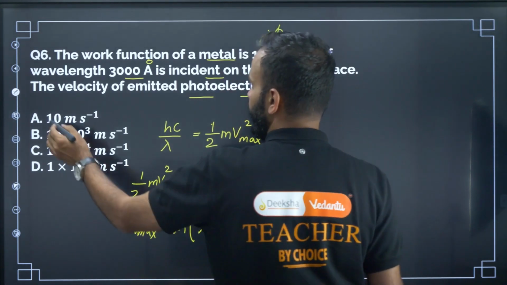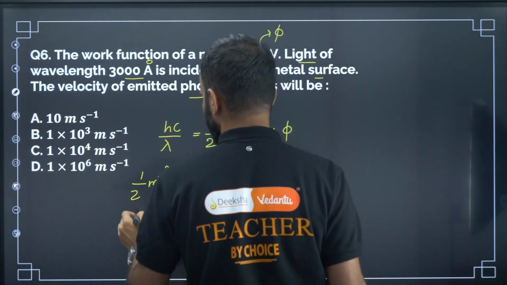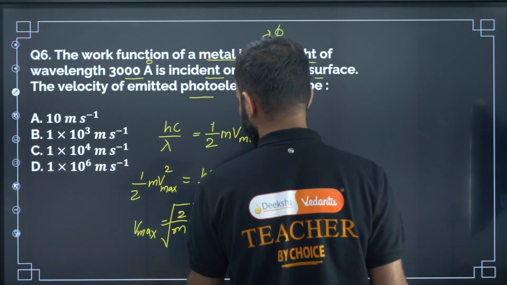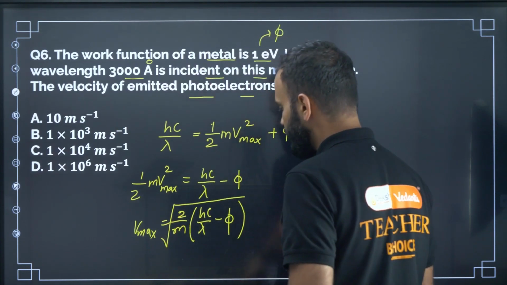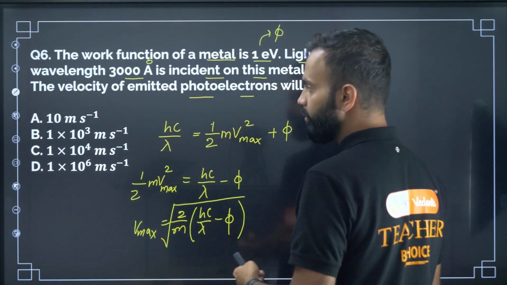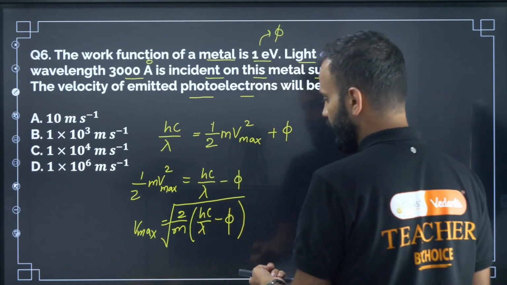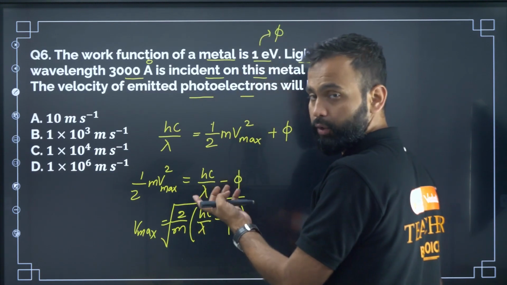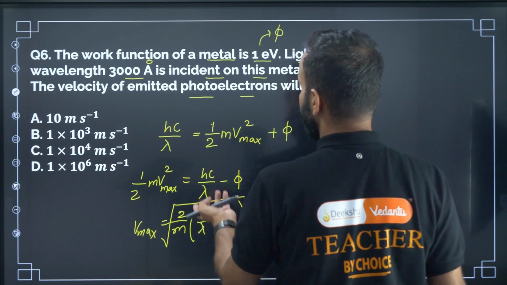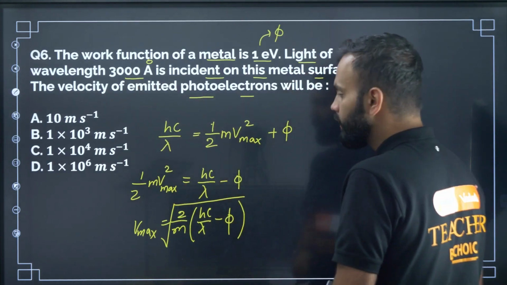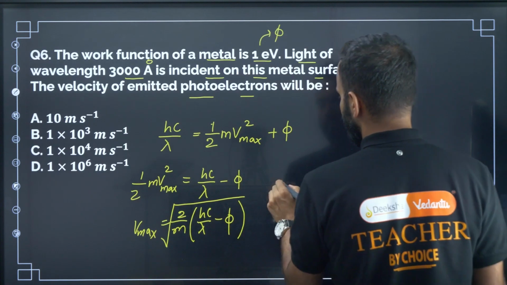So we need to find V max, right? V max is equal to root of 2 by m into Hc by lambda minus phi. What is m? m is the mass of the electron. And we know Hc: h is Planck's constant, c is the speed of light, lambda is 3000 angstrom. Phi is 1 electron volt. So now solve this.